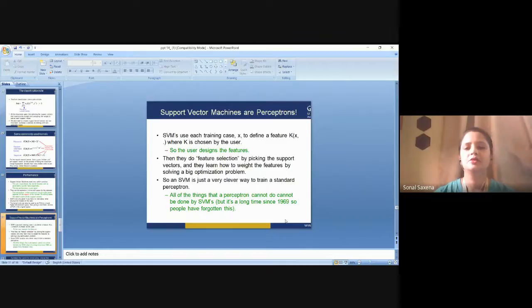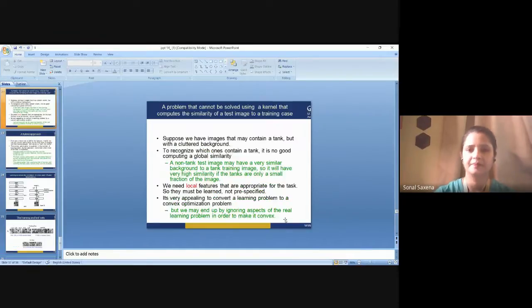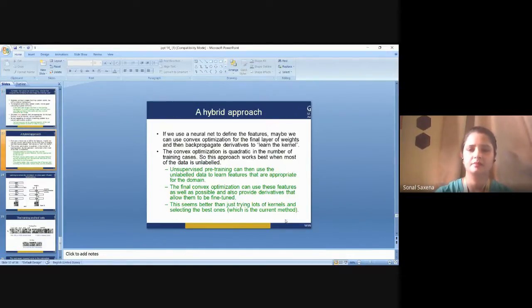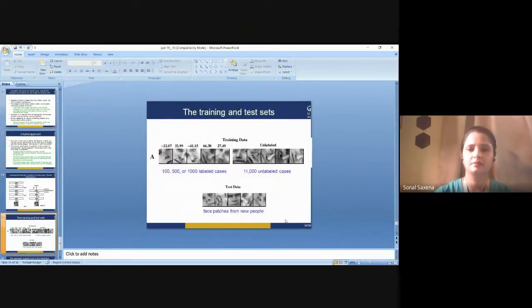Now, support vector machines can also be seen as perceptrons. They use each training case X to define a feature, where K is chosen by the user. Then they do feature selection by picking the support vectors, and they learn how to weight the features by solving a big optimization problem. So SVM is just a very clever way to train a standard perceptron. All of the things that a perceptron cannot do cannot be done by SVMs, right? These are the training and the testing data that you can see.